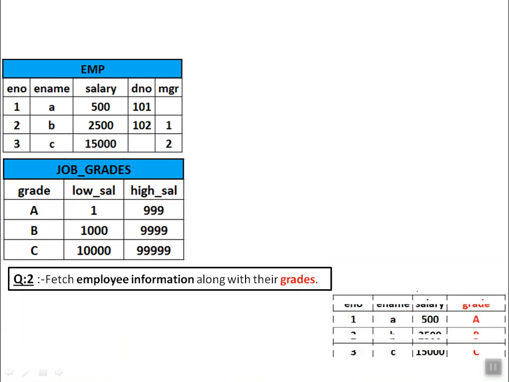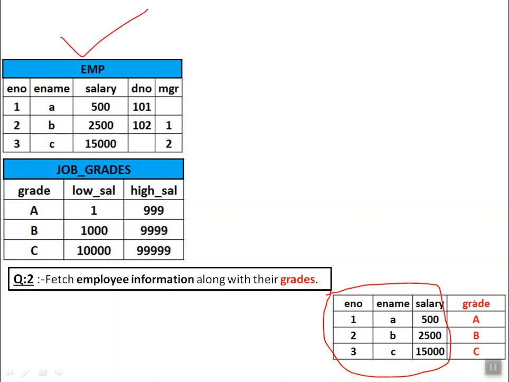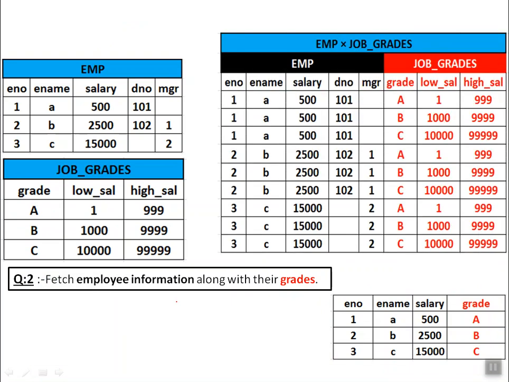So ultimately, what information do you require? Look at this. These 3 columns I found in the employee table, but this column is available only in job grades. So I don't have any option left, guys. I have to perform a Cartesian product. Here are the 9 rows. Now tell me which rows are required. Call it E and call it G.